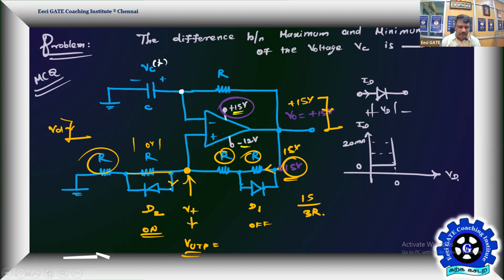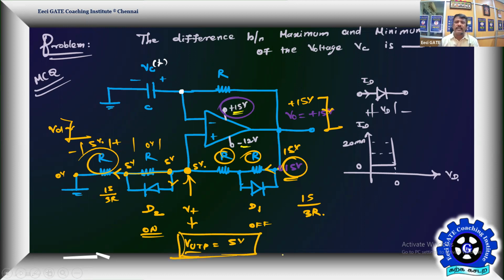The same current is going through the diode D2 and then going through this. So it is going to be 15 by 3R that will make a drop across this as 15 by 3R into R. It is going to be 5 volt. Left side is 0 volt. Therefore, this is going to be 5 volt, and no drop across the diode. Therefore, the upper triggering point is equal to 5 volt.